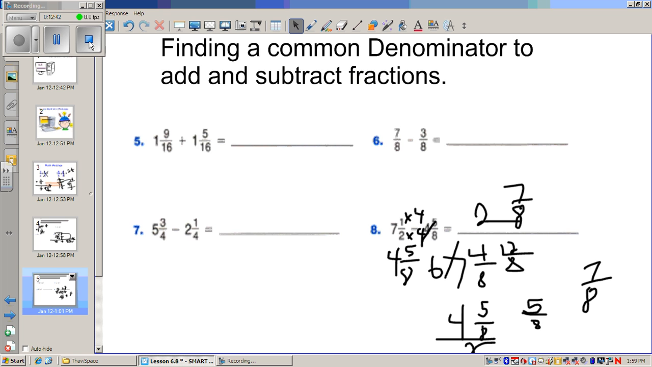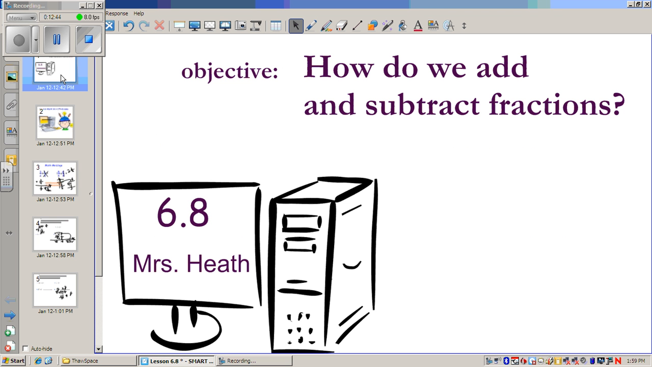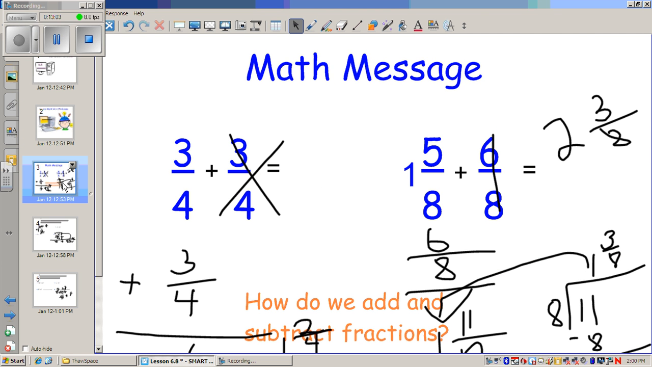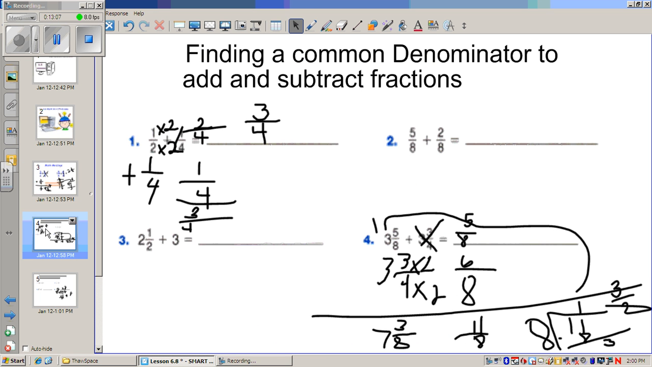So let's go back to our objective and see how we did. How do we add and subtract fractions? We did some of that with like denominators, which makes it very easy, and then with unlike denominators. Let's review. On this, you had one problem to do that you needed to bring in. Then we talked about adding fractions and how we did those. On this page, you needed to do number 2 and number 3, and they should be quite easy.